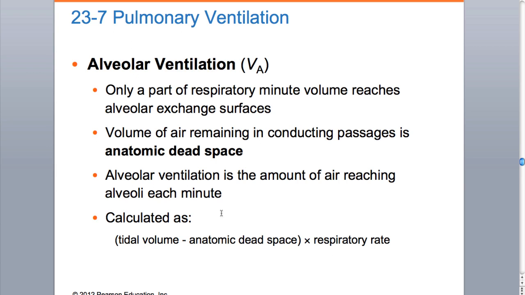So do you see that raising the anatomical dead space actually does what overall? Reduces how much air is moving in and out. And when I say air, I'm talking about usable air moving in and out. Okay. So increasing your anatomical dead space is not a good thing. Next slide.